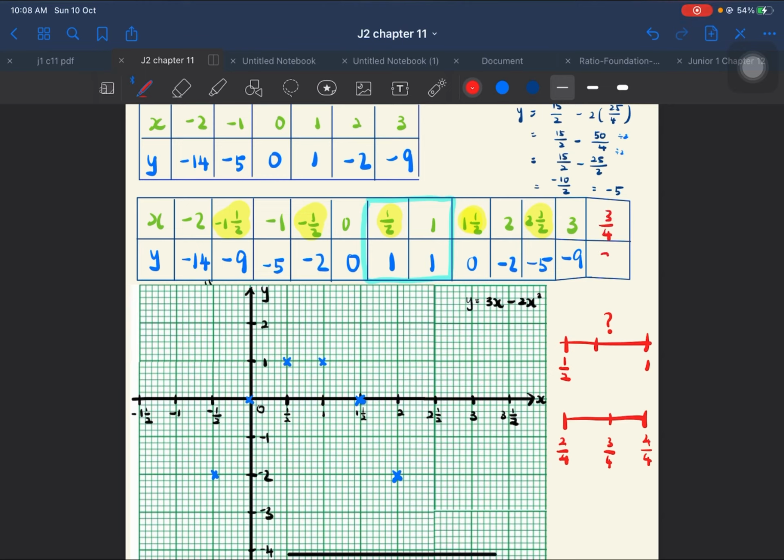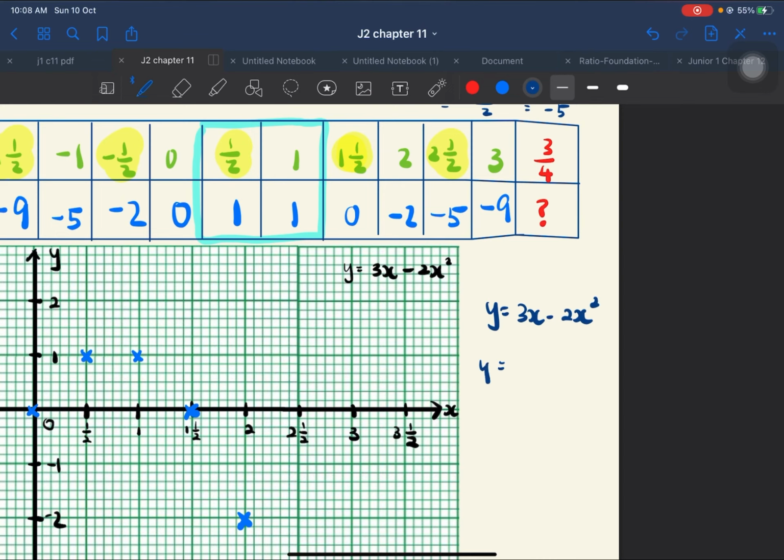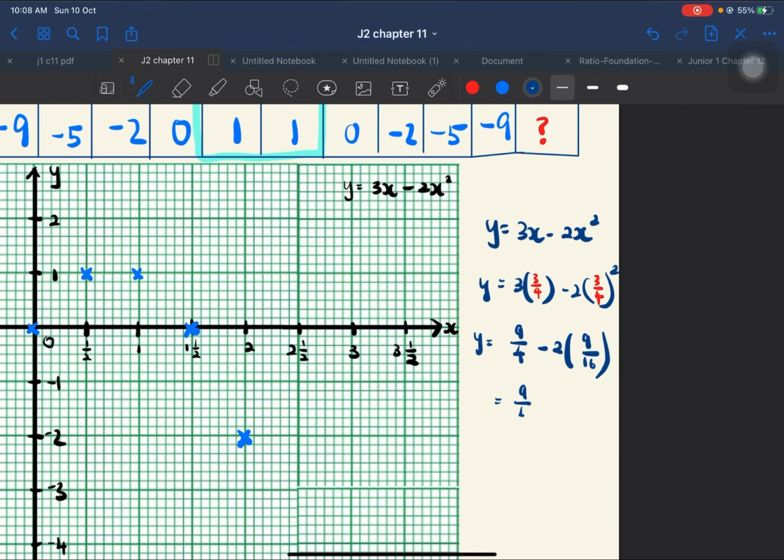What is the y value? Substitute back to your equation. You have y equal to 3x minus 2x squared. Okay, y equal to 3 bracket minus 2 bracket square, 3 over 4, 3 over 4. You will get y equal to 9 over 4 minus 2 bracket 9 over 16. Continue to solve your fraction.